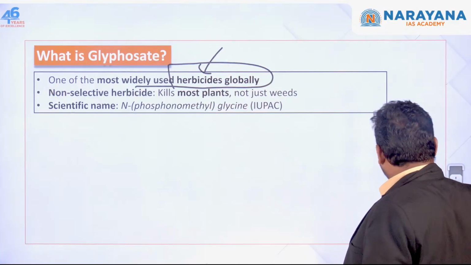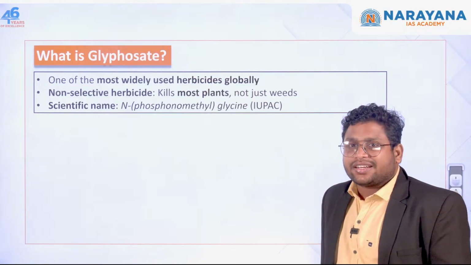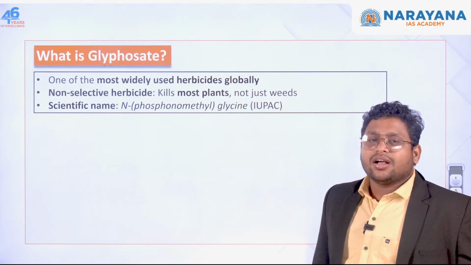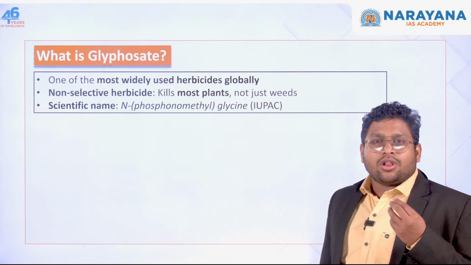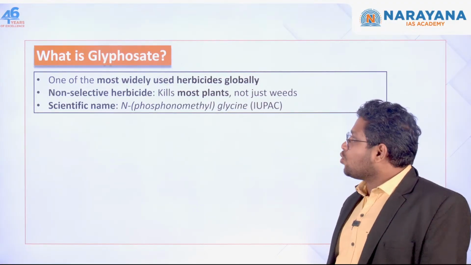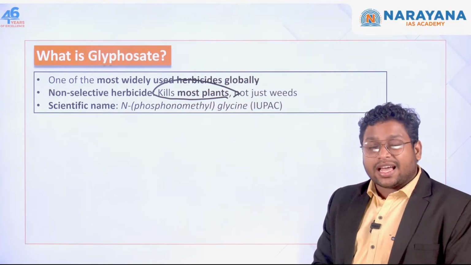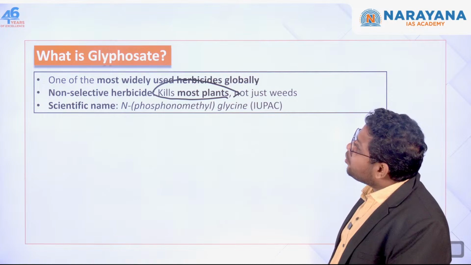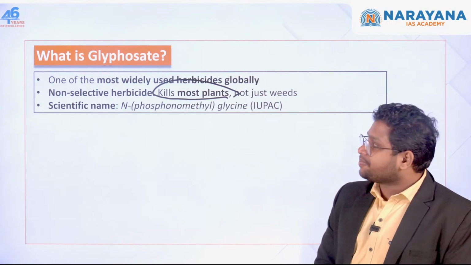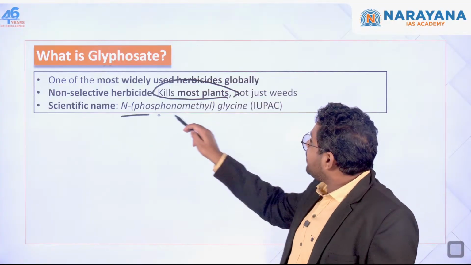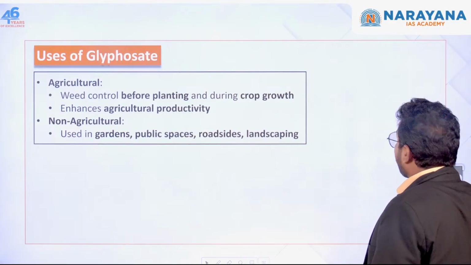Now the problem with glyphosate is it's very dangerous. It's non-selective. It's not just killing those weeds, it's killing the plants also. That's a major problem. That's why many countries are trying to regulate the use of this herbicide called glyphosate. Now its scientific name is this one. You can try to remember, at least read it once or twice.